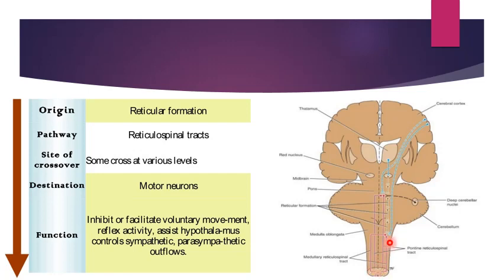Same as with the medulla, from the medulla, the medullary reticulospinal tract fibers arise. Some of them are uncrossed and some of them cross to the opposite side to reach the lateral white column of the spinal cord, and finally they also synapse with the neurons present in the anterior gray horn of the spinal cord. Now, the function of the reticulospinal tract is to inhibit or facilitate voluntary movements and reflex activity, assist the hypothalamus, and control sympathetic and parasympathetic outflows.